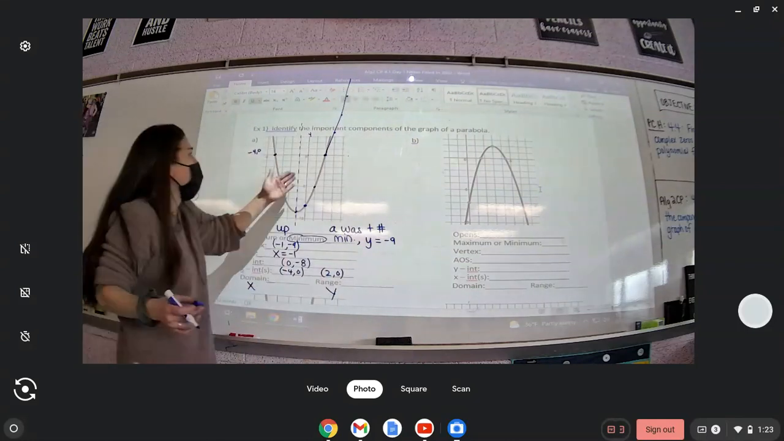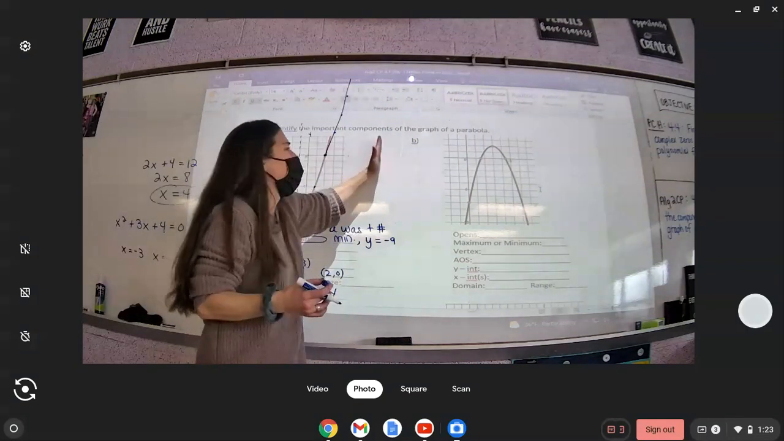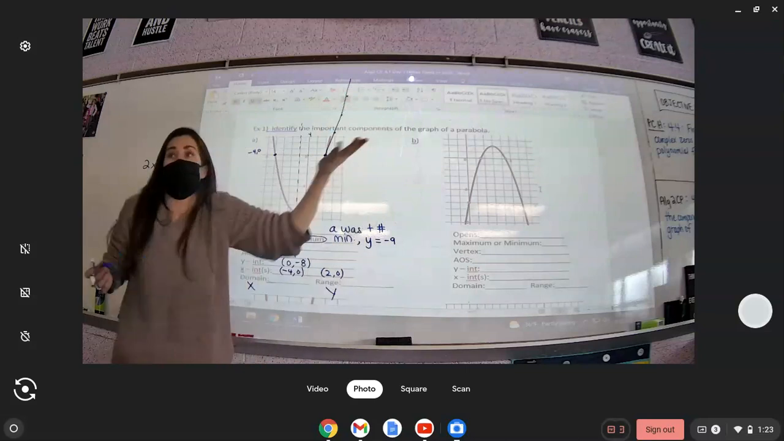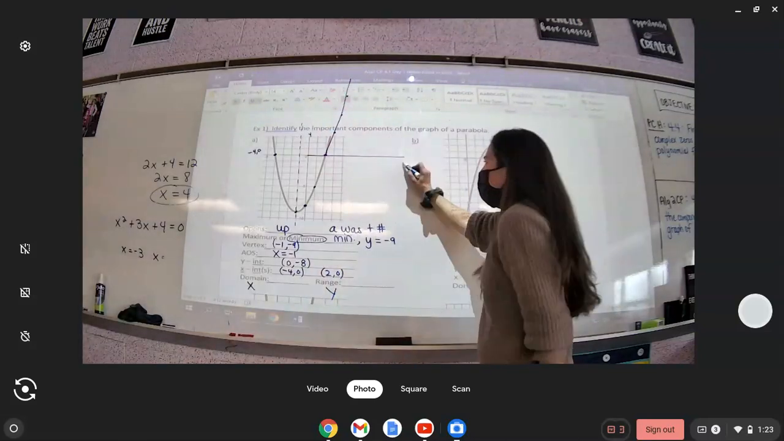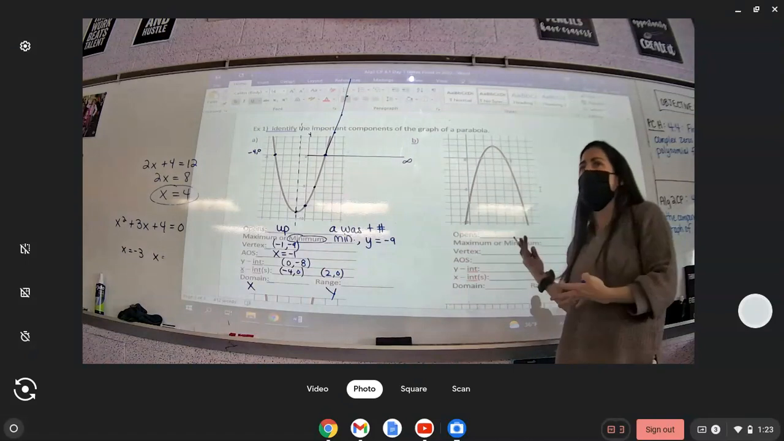So guys, think about it. Since this graph goes on forever, can I just keep plugging x values in and creating more points? Yeah. So what's the biggest x value that lives on this graph? Infinity. It goes all the way to the right.